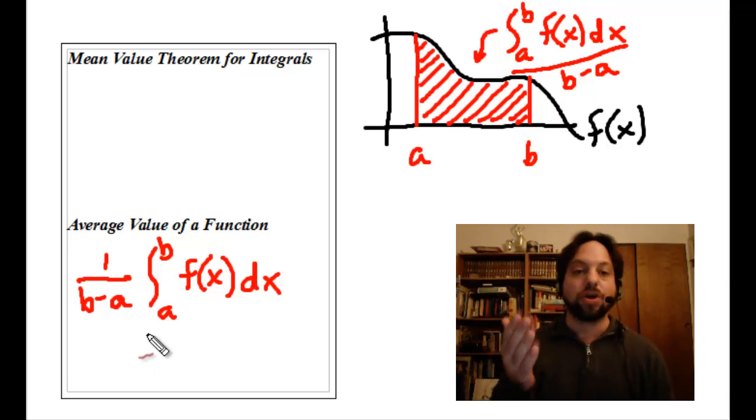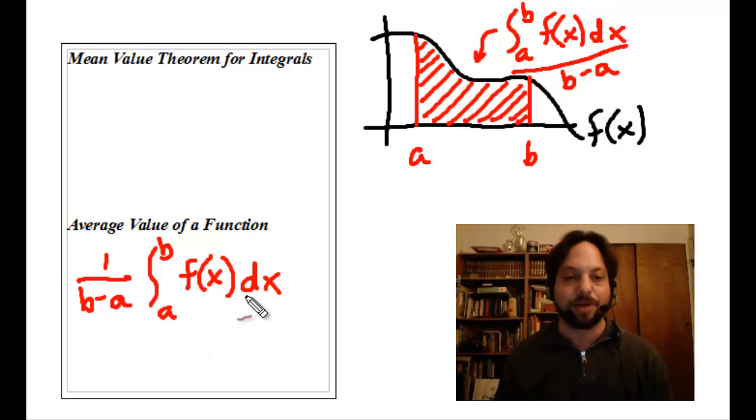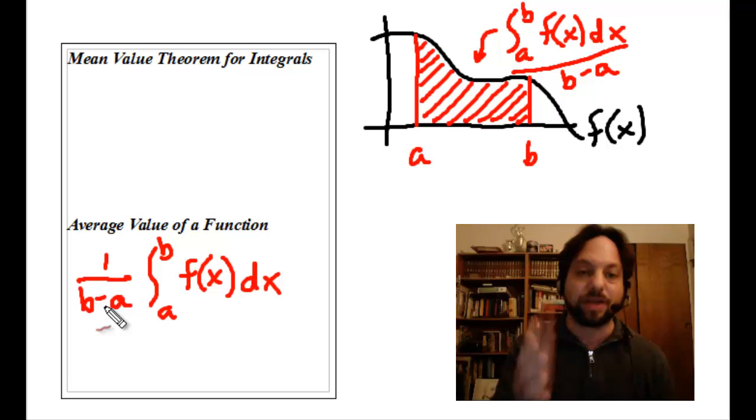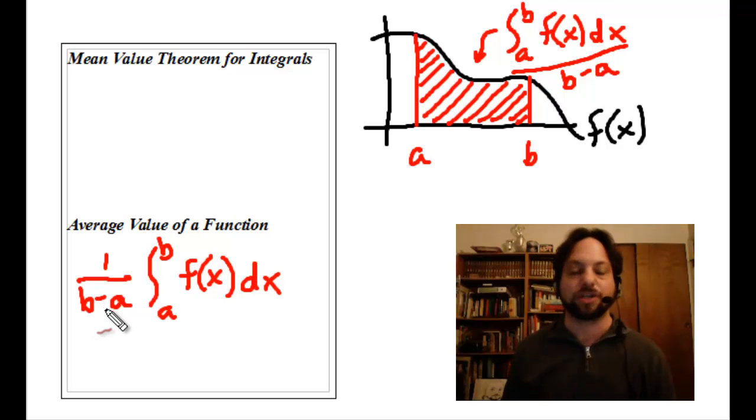And there you go. Notice, all we're doing is finding the area, adding up all the rectangles, that is, and then dividing by the width of the interval. No big deal. That will give us our average value of the function.